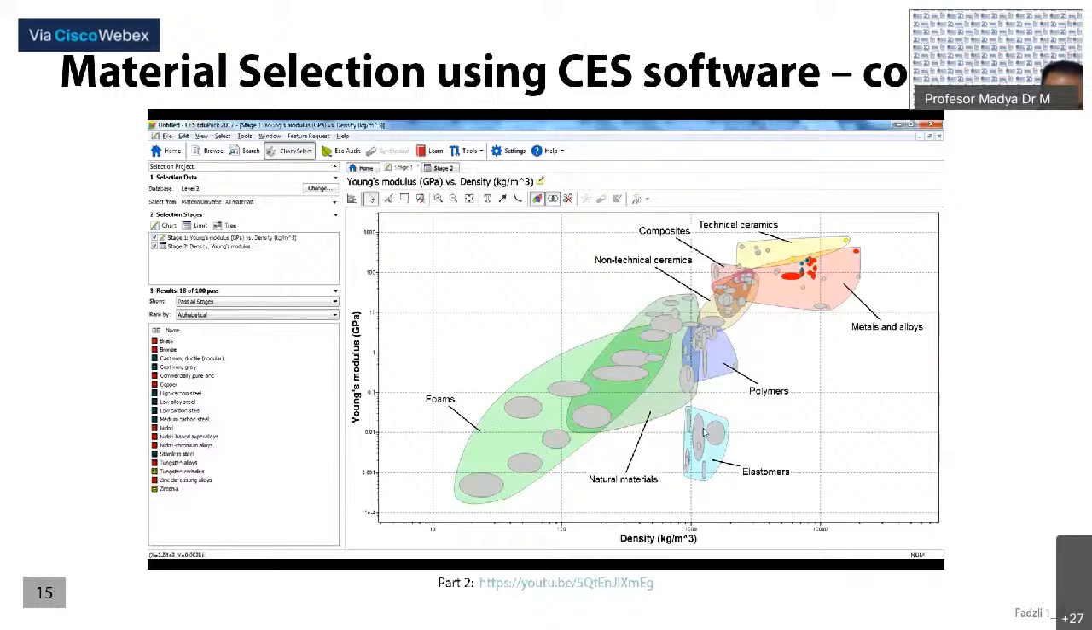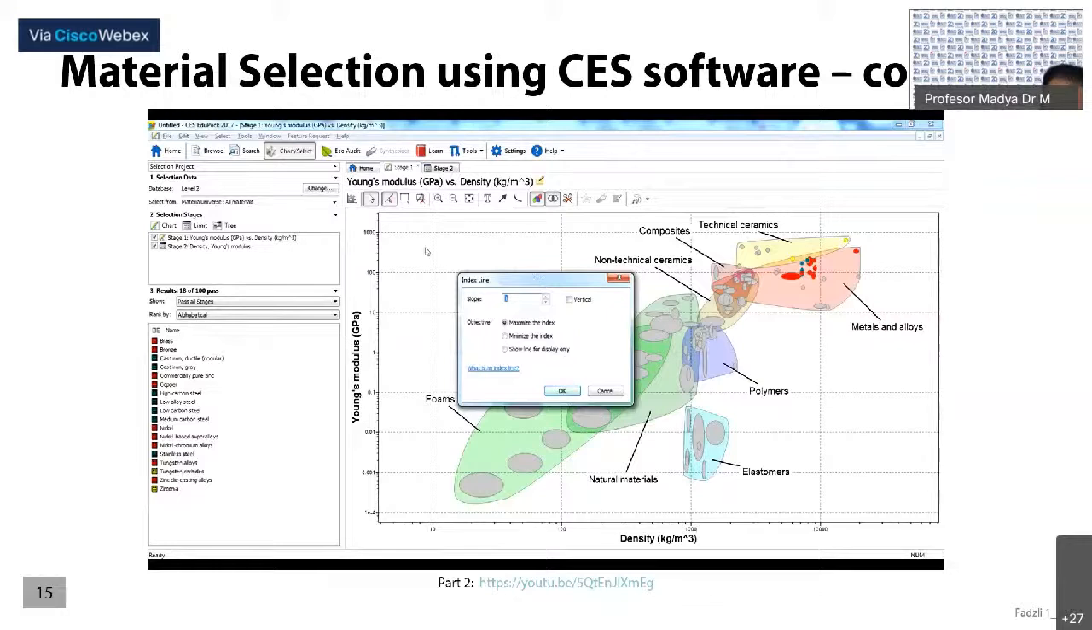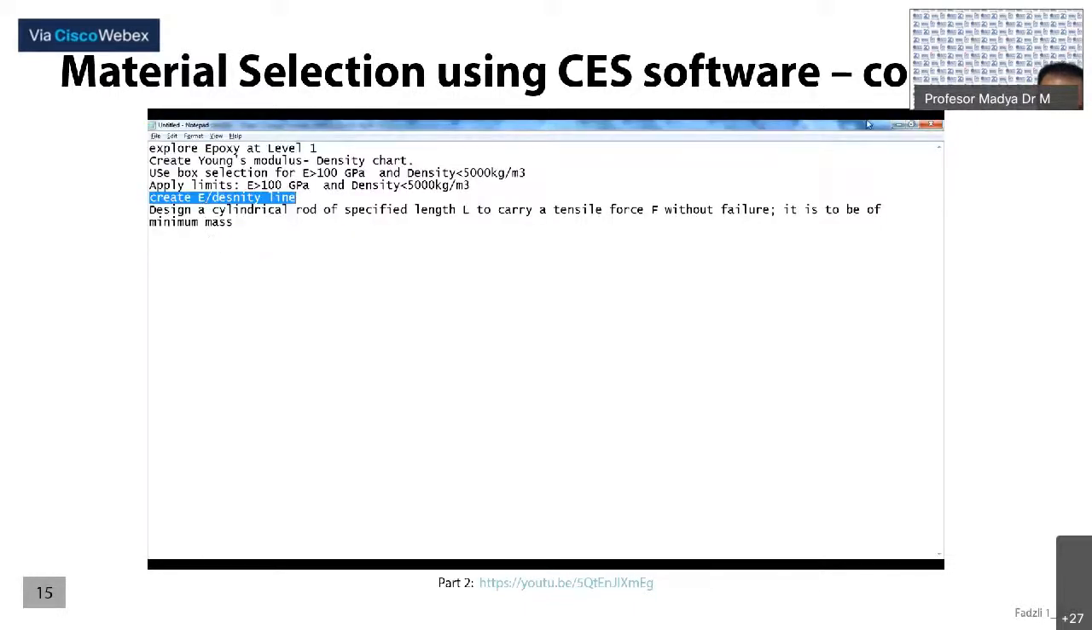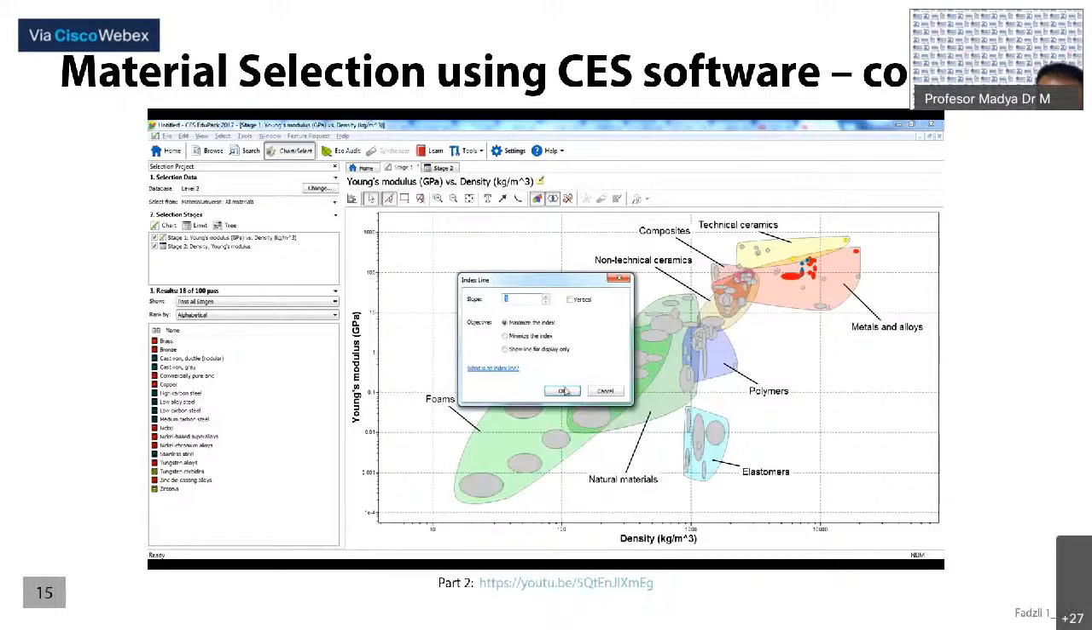Those that are not passing are shown by the gray line. Now, in order to draw a line with a certain slope, I select the line. I can change the slope based on what I care about. For this task it is E over density, so the slope is 1.